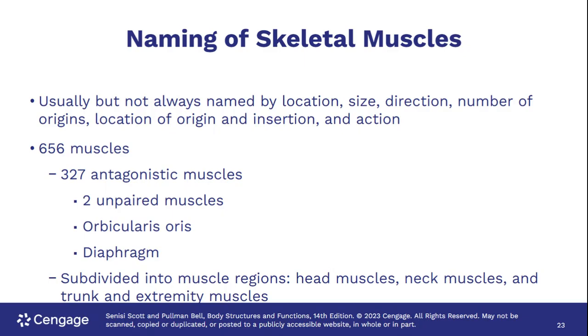They're also subdivided into muscle regions: head muscles, neck muscles, trunk muscles, extremity muscles. There are, as I said before, 656 muscles, 327 are antagonistic, meaning they work against each other. Two unpaired muscles, the orbicularis oris and the diaphragm. Okay.